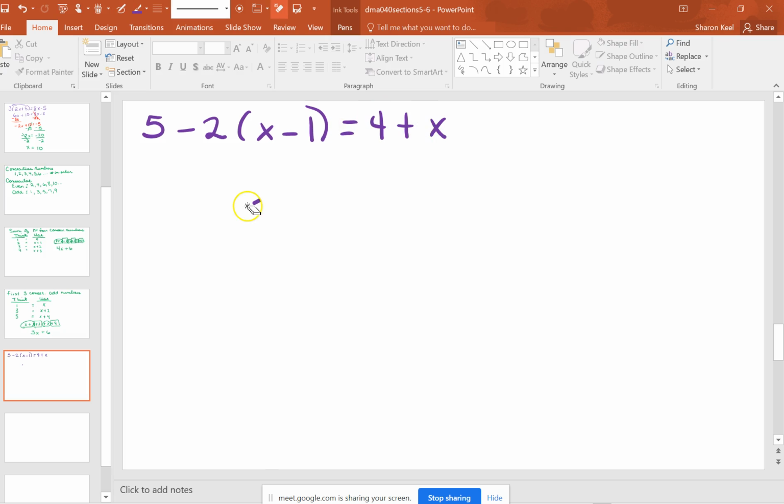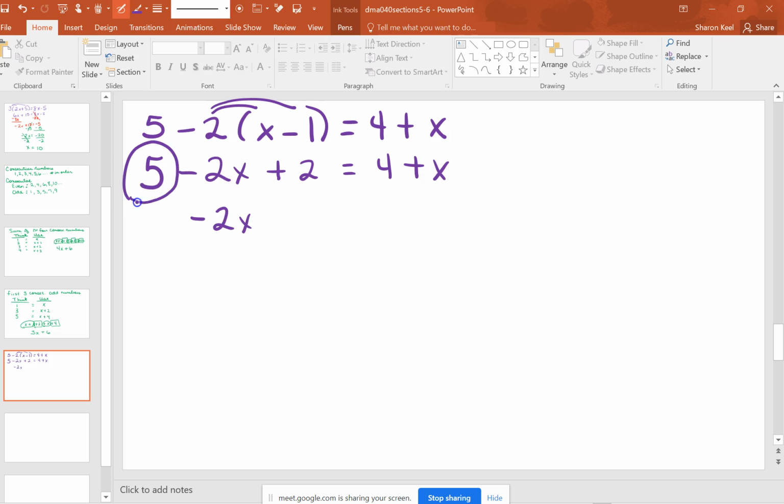So as we look at this, the distributing is only going to be with the negative 2. We do not do 5 minus 2 and put 3. That would be incorrect. We just bring down the 5. Negative 2 times x is minus 2x. Negative 2 times negative 1 is a positive 2. And then here I have 4 plus x. On the left side, I'm going to put my x term first. The 5 was all alone, but I need to combine these two like terms, 5 and 2, which give me 7.